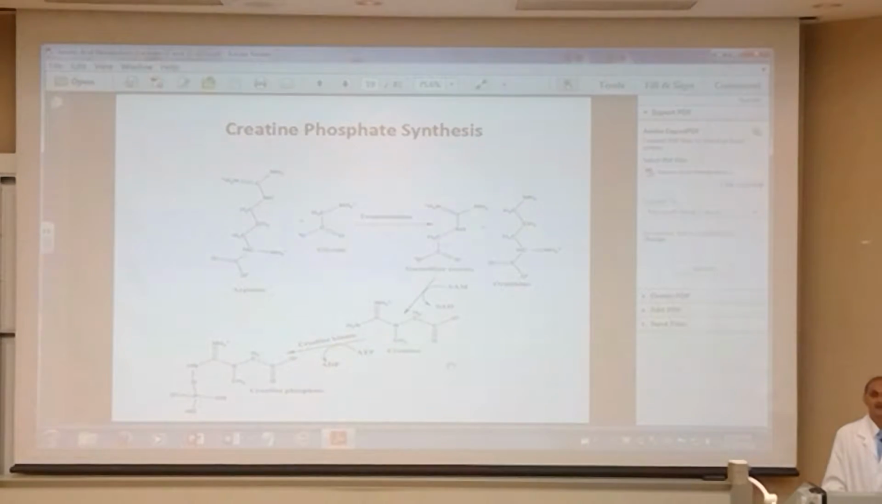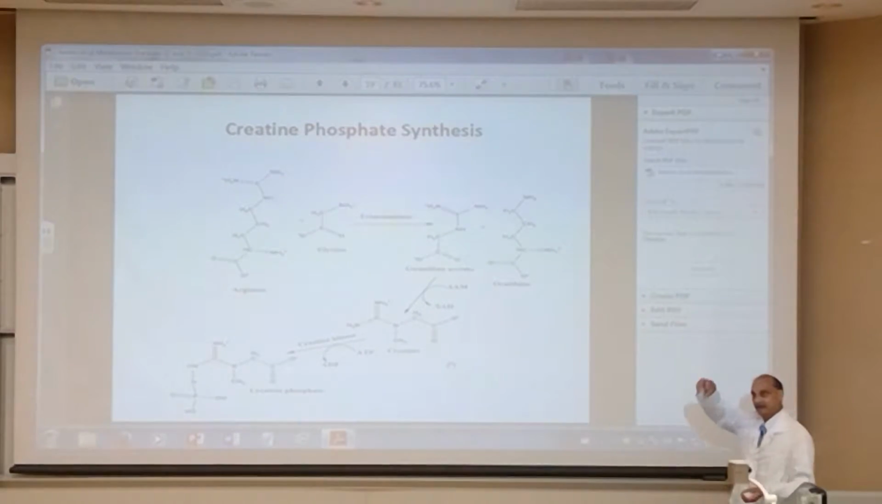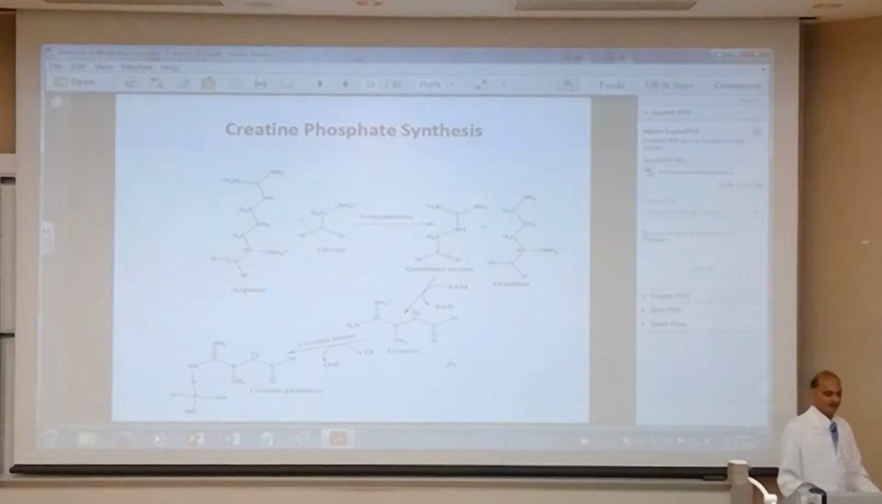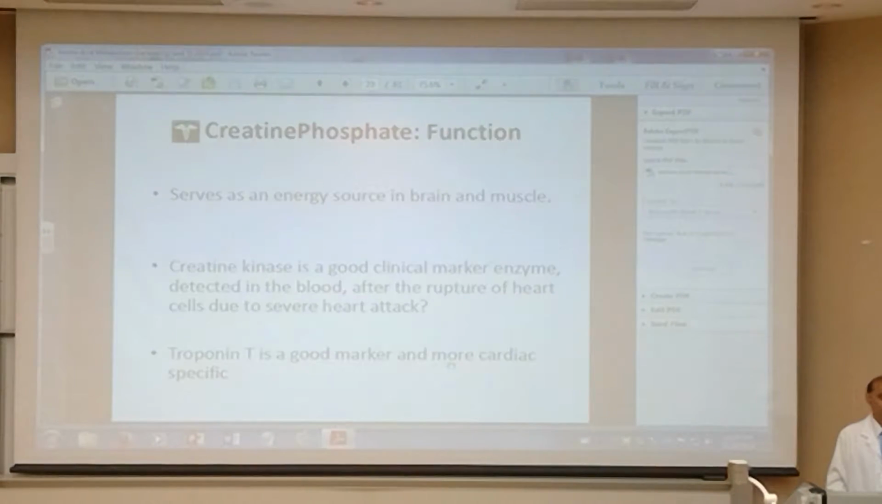Creatine phosphate synthesis: arginine and glycine are the two amino acids that are required for making creatine. Basically, they form guanidinoacetate and eventually form creatine. Creatine is the active compound that receives the phosphate from ATP to form creatine phosphate. Right? And once you form creatine phosphate, it can be stored in tissues like skeletal muscle, cardiac muscle, and brain. And then in times of need, you can remove the phosphate group and add that to ADP to form ATP, right? So very important, this pathway.